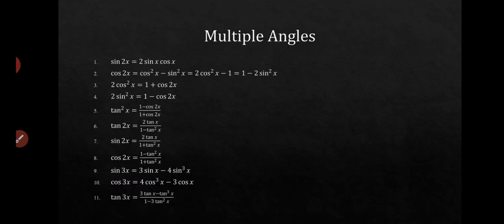And finally, tan 3x, that is 3 tan x minus tan cube x by 1 minus 3 tan square x. Now these are all standard formulas, can be used without proof.